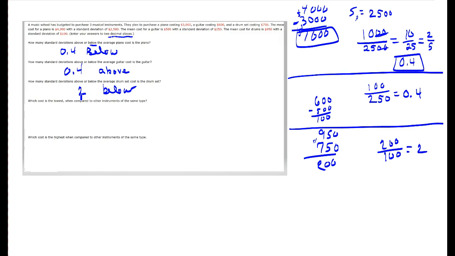Now the next question is, which cost is the lowest when compared to other instruments of the same type? Well, first of all, which one's below? It could be either the piano or the drum set, but which one has the larger standard deviation? Well, that's going to be the drum set. And then which cost is the highest when compared to the other instruments? Well, that's the one that's above, and that's going to be the guitar, because it's above the cost of the other 2 instruments.